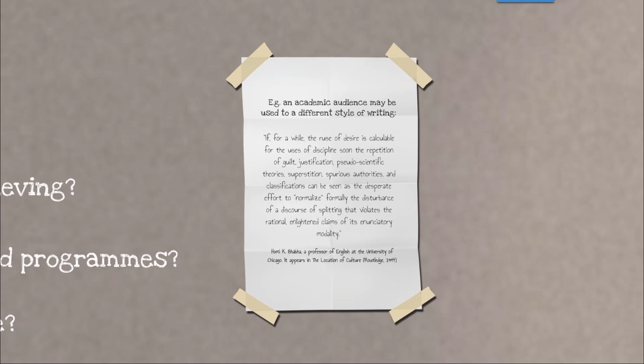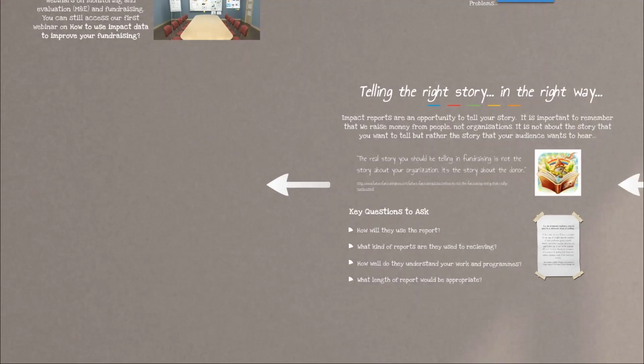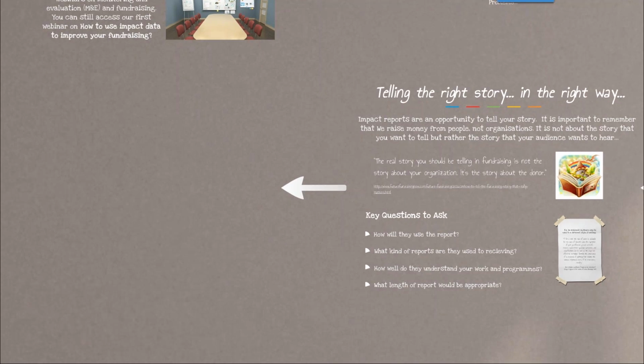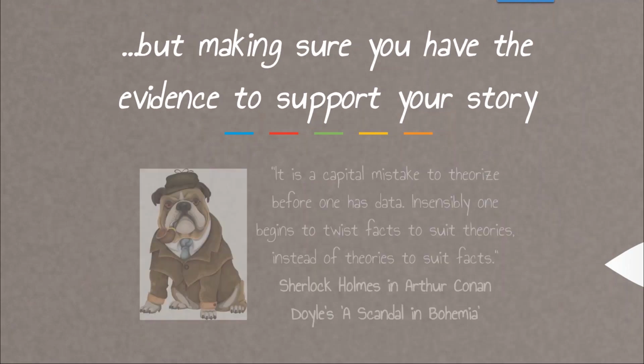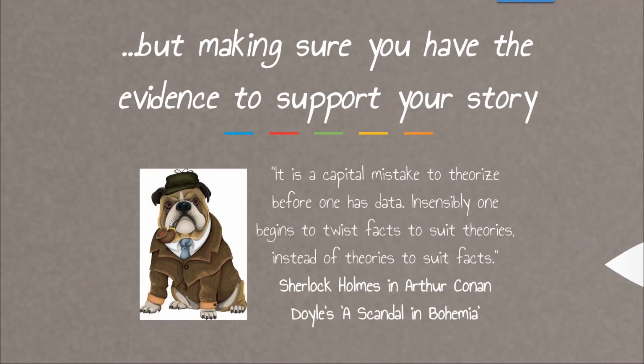So really break down your language and the style in which you're writing into plain old English that anybody, reading this without a doctorate in English, can actually understand. But you need to make sure at the end of the day that you have evidence to support your story. So a great quote here from Sherlock Holmes, Arthur Conan Doyle's A Scandal in Bohemia: "It's a capital mistake to theorize before one has data."